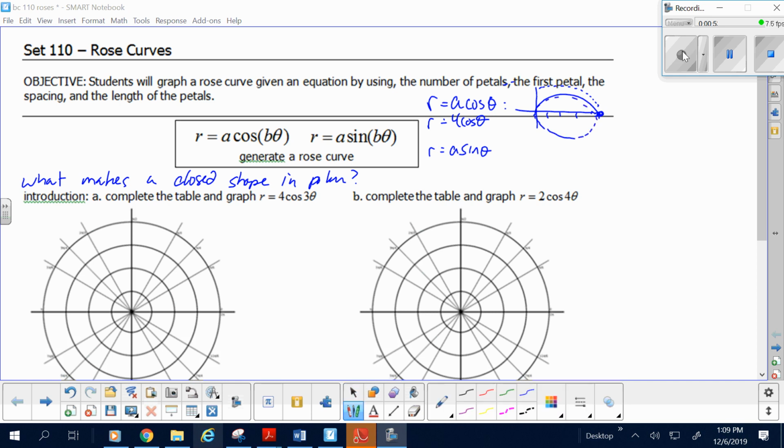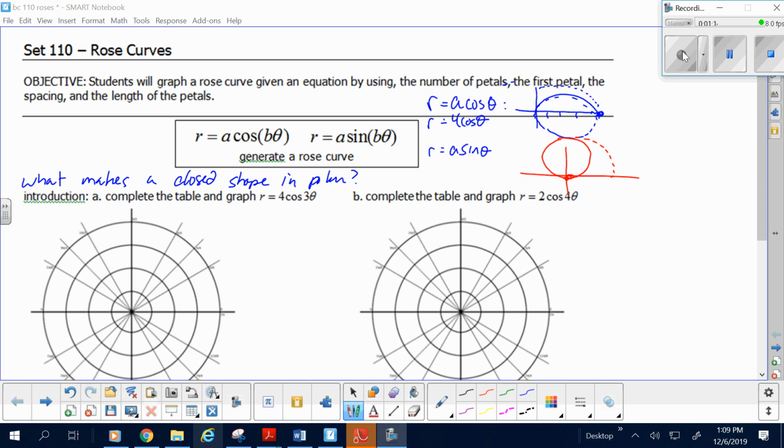Sine actually starts at 0, and as theta gets bigger, sine gets bigger and bigger, until at pi over 2, sine is at a max, so r is at a max. That's as far out as we're going to go from the origin at any point, and then sine starts to get smaller, so we work back in.